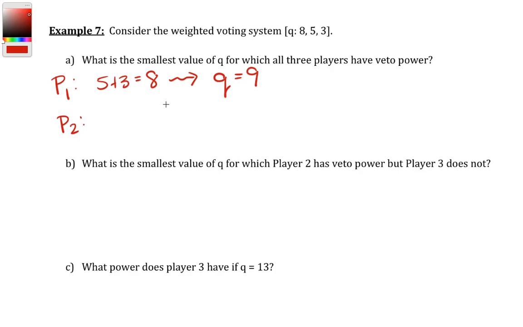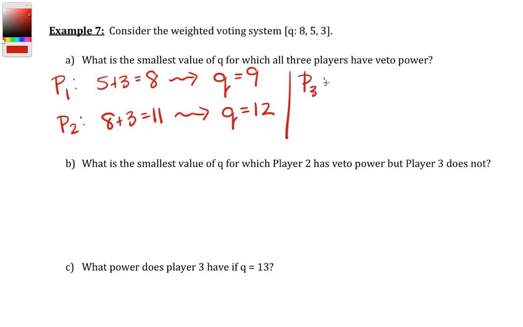All right, now let's do the same thing for P2. So without P2, that 5 is out. So 8 and 3 gives us 11, which means that without P2, they can only reach 11 votes. So veto power is given at 1 higher than that, which is 12.